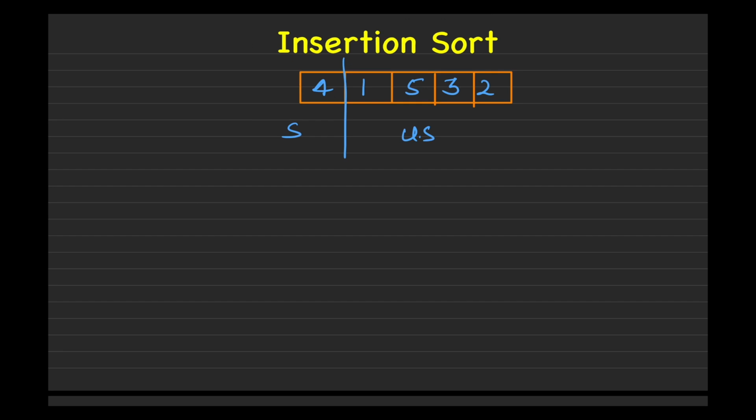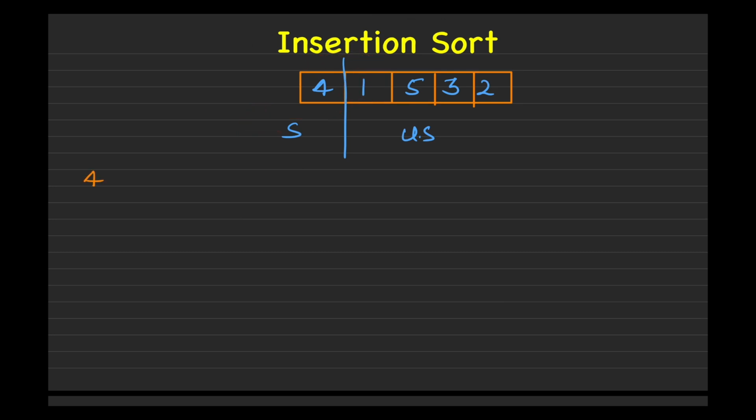Then what we do is start with the second element and check: is there any element to the left of my 1 that is greater than 1? Understood what I said? I am starting with 1 and I will go on comparing the elements to the left of my 1, and if I get any element which is greater than 1, I will simply move that element to the right side. So let's do a dry run for this.